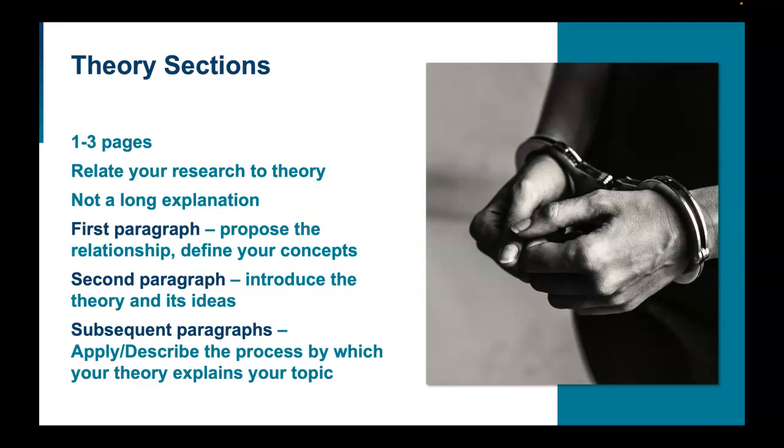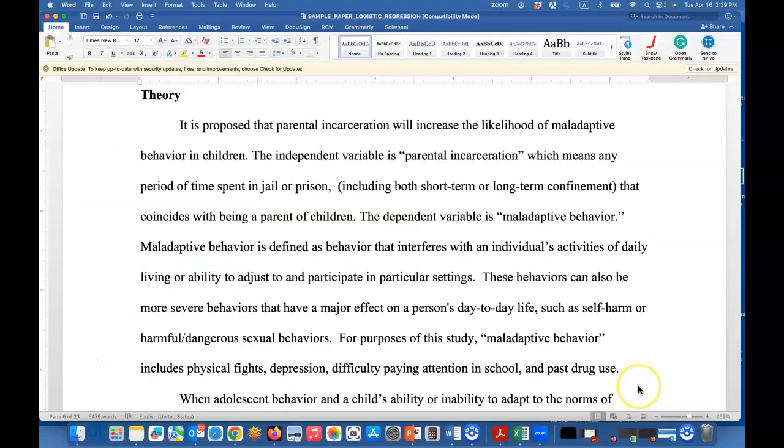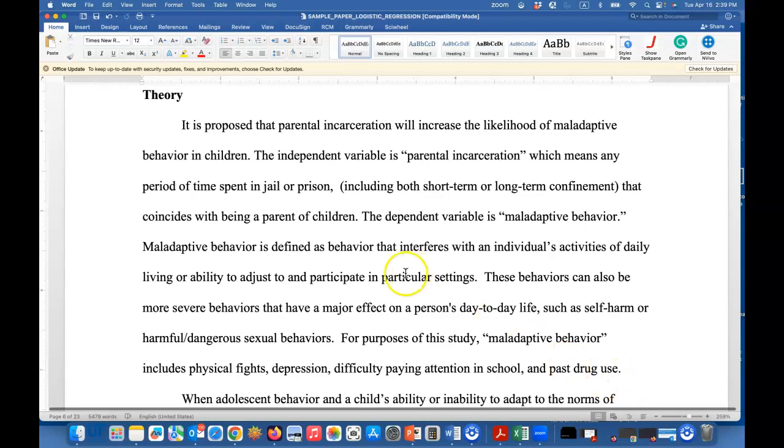So now we're going to take a moment to go into a theory section. This is a sample theory section, which is a part of your sample paper collection. So you can go look at this later if you would like to, but it really does a nice job at setting everything up. So let's go through this together.